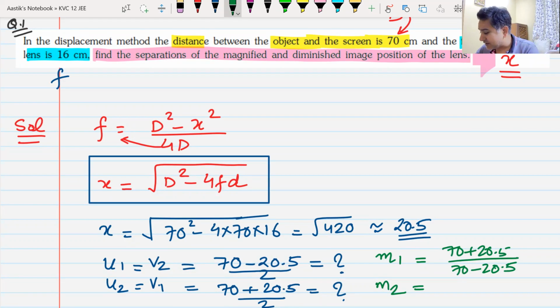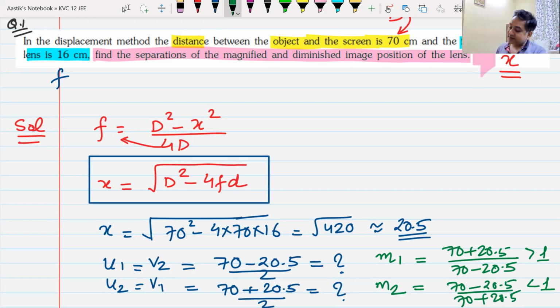So this magnification is going to come greater than 1. Yes or no? The other one would be the inverse of this, 70 minus 20.5 divided by 70 plus 20.5. This, gentleman, would be your less than 1. So this is how questions are framed, and if you are careful enough, you should be able to crack them. Do we get this? Yes or no?